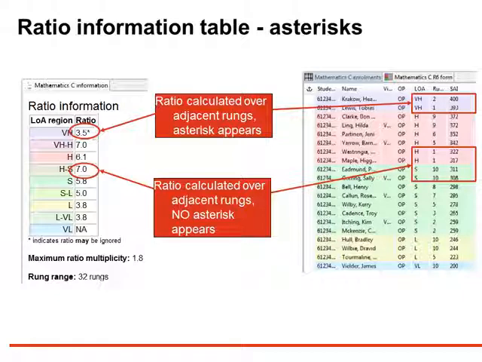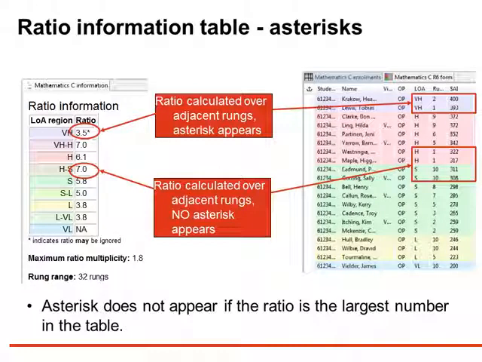If a ratio is calculated over adjacent rungs or the same rung, and it is the largest number in the table, an asterisk will not appear, as larger numbers should not be ignored and they should be considered along with the other averages in the table. For more information about average points per rung, asterisks and the ratio information table, you'll find it in the Bonsai 2014 user guide on the QCAA's website.